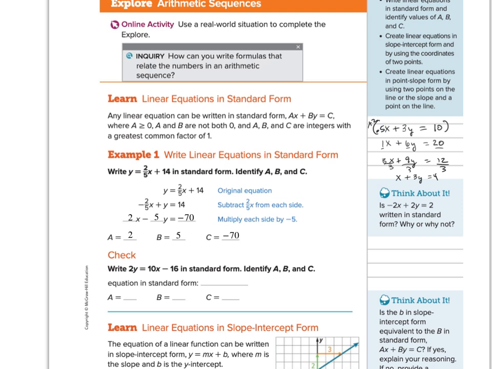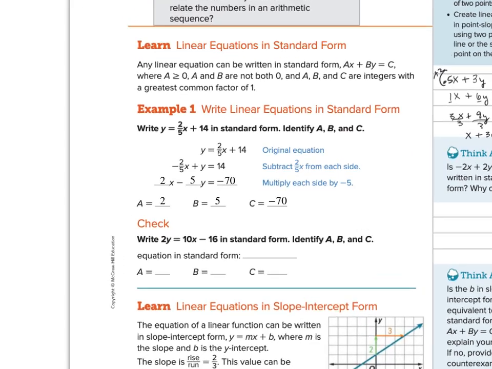Has to be an integer, cannot be a decimal or a fraction, and then of course we want to make sure that they do not have a common factor greater than 1, and these all had a common factor of 3 that we could factor out. So there you go. That's what they're talking about in that definition and criteria.